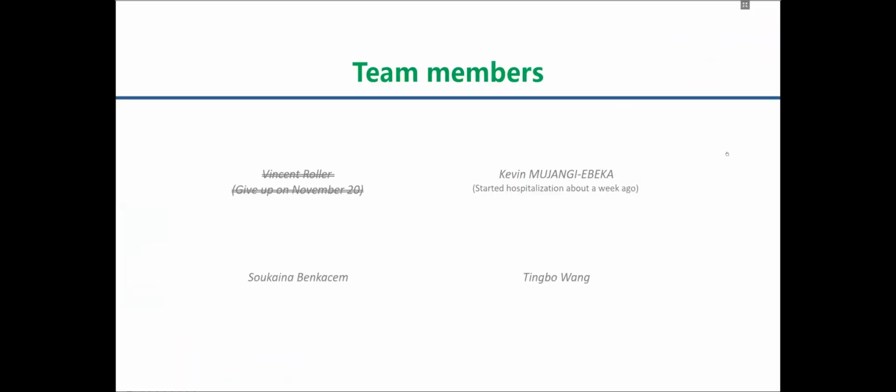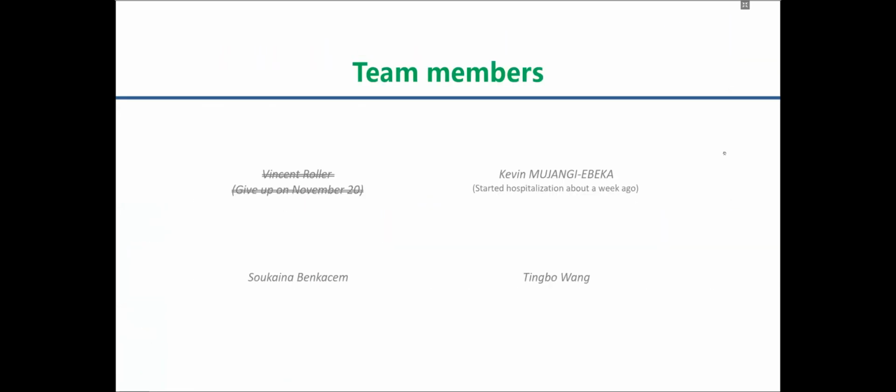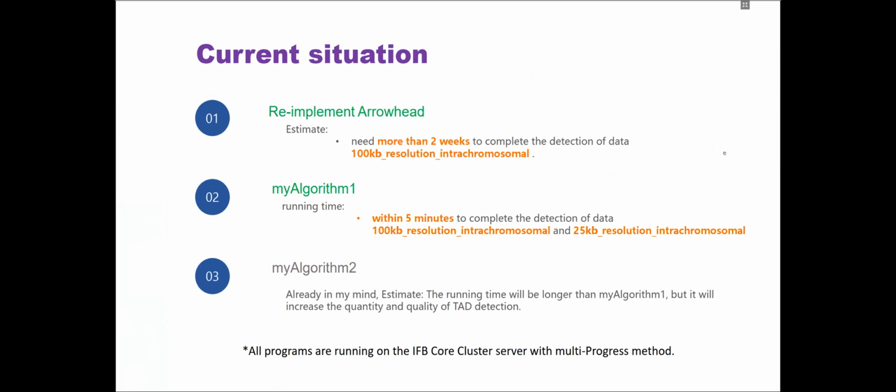So this is our task. Our challenge is TAD, and this is my team. Basically, for now we only have three methods. First, we are running Arrowhead. In the beginning it ran for so long, I think it would take more than 2 weeks for the whole data set at 100 kb. Then we moved on to the next step with developing our algorithm.